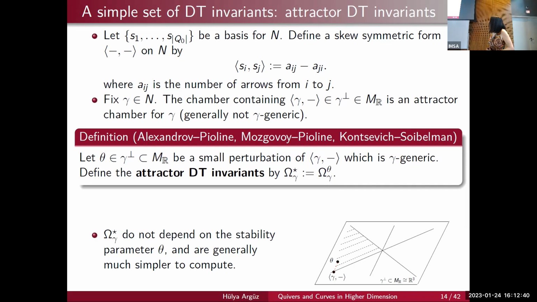The definition appears in works of Alexandrov, Pioline, Mozgovoy, and Kontsevich-Soibelman. And they show that these attractor DT invariants, denoted by Omega star of gamma, do not depend on the stability parameter, and they're generally much simpler to calculate.